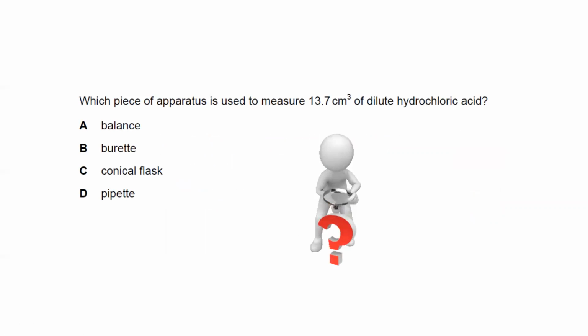Which piece of apparatus is used to measure 13.1 cm cube of dilute hydrochloric acid? A, B, C, or D? Balance, burette, conical flask, and a pipette. So which piece of apparatus can measure 13.1 cm cube? A, B, C, or D?